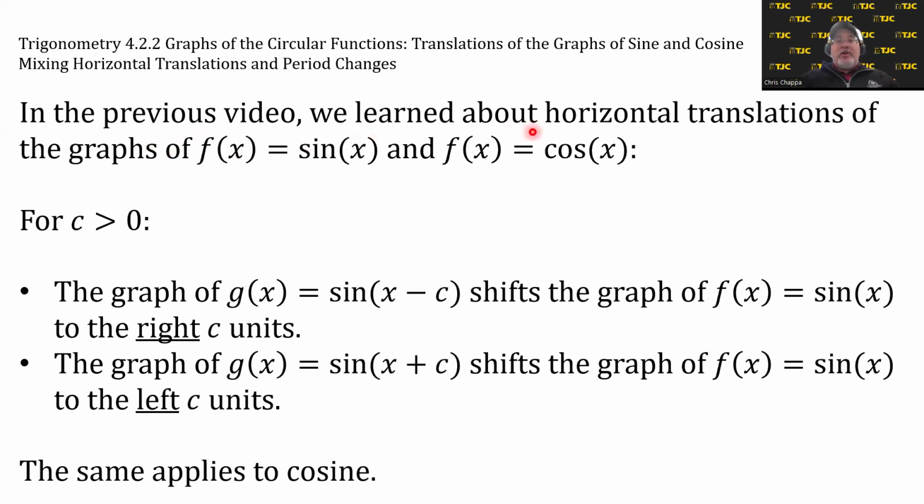In the previous video, we learned about the horizontal translations of the graph of f of x equals sine of x and f of x equals cosine of x. For c greater than 0, the graph of g of x equals sine of x minus c shifts the graph of f of x equals sine of x to the right c units, and the graph of g of x equals sine of x plus c shifts the graph of f of x equals sine of x to the left c units. The same applies to cosine. Just remember, subtract from the x, move to the right, add to the x, move to the left.